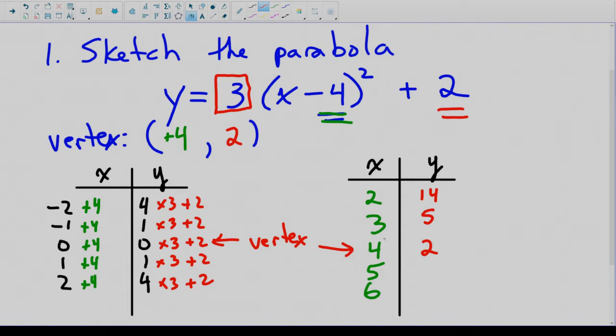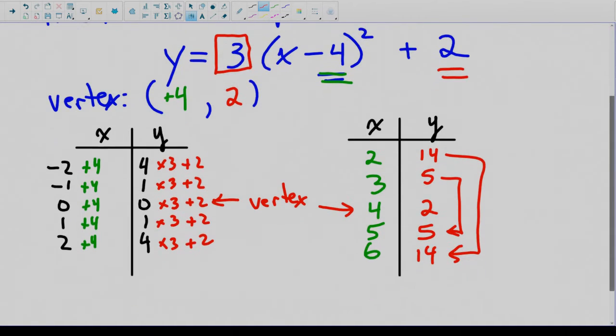Okay, so our new vertex is at 4, 2, matching what we had already written up here. The next one is 1 times 3, which is 3 plus 2 is 5. And you can see that we've got that symmetry happening around those 2 points, around the vertex, I mean. And then 4 times 3 plus 2, we know is going to give us 14 from the symmetry above here. Okay, so we're going to use that symmetry to our advantage in the next example, so we don't have to do quite as much work.